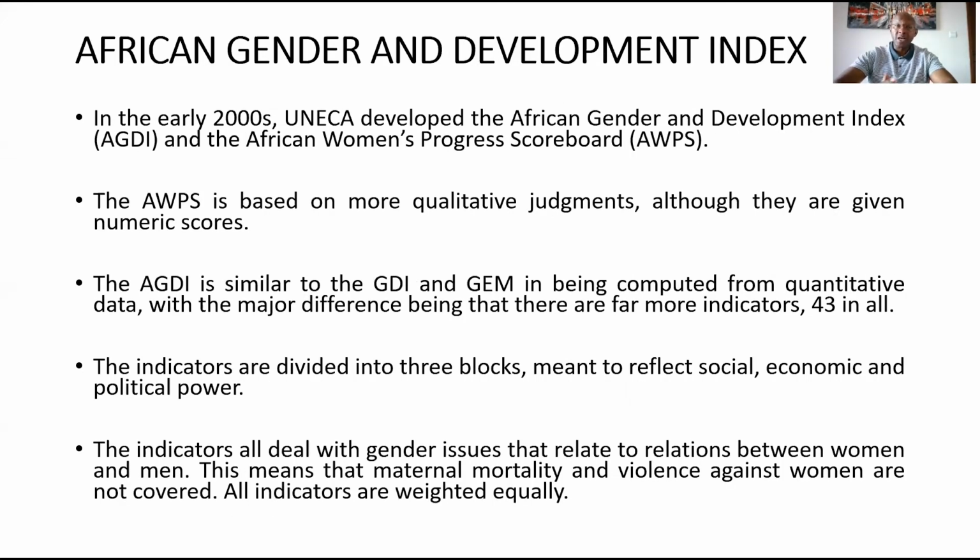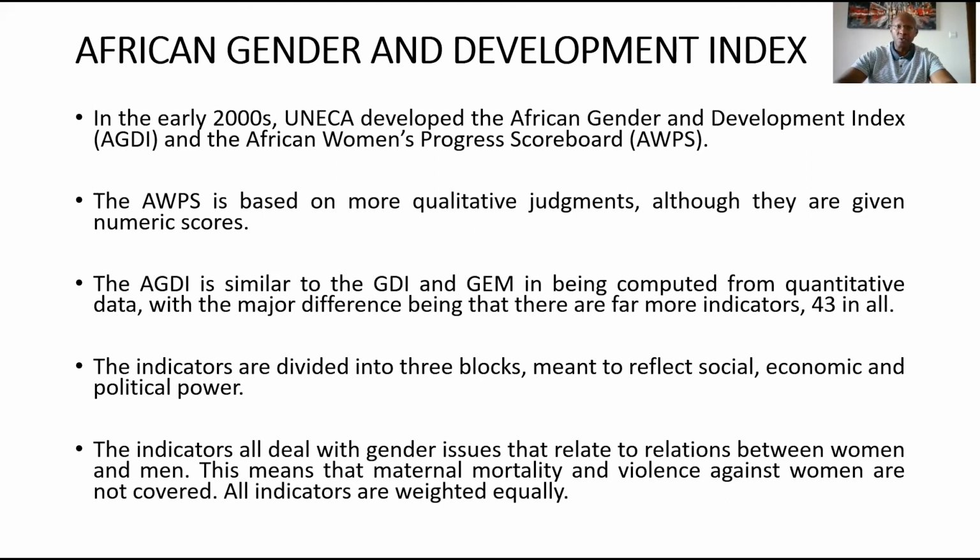We also have the African Gender and Development Index. This is one that was started in the early 2000s by UNECA. It's been around for some time, and it developed what we call the African Gender and Development Index and the African Women's Progress Scorecard or Scoreboard. Now, the AWPS, or the African Women's Progress Scoreboard, is based on more qualitative judgments, although it is given numerical scores.